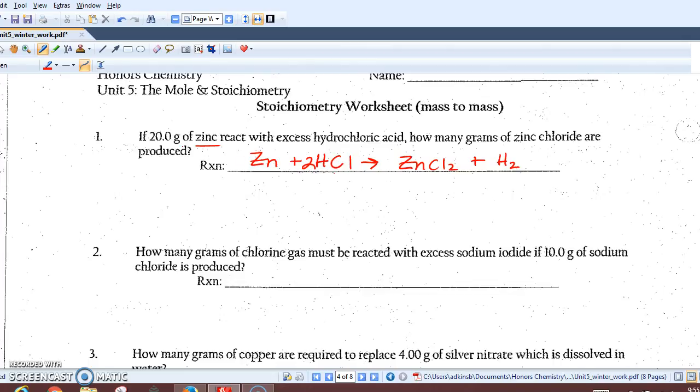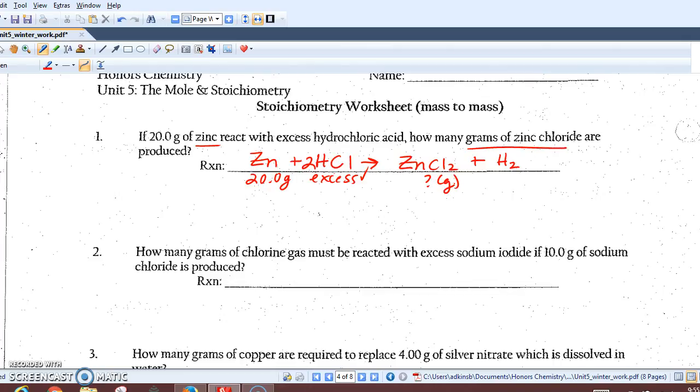All right, so the given is 20 grams of zinc, and it tells me an excess of this. Be happy when you see that excess, because we're about to do limiting problems, which means they'll give you 2 amounts of reactants and you have to figure out which one runs out. So that just means we have plenty of HCl and you don't have to worry about it. They want to know how many grams of zinc chloride would be formed.